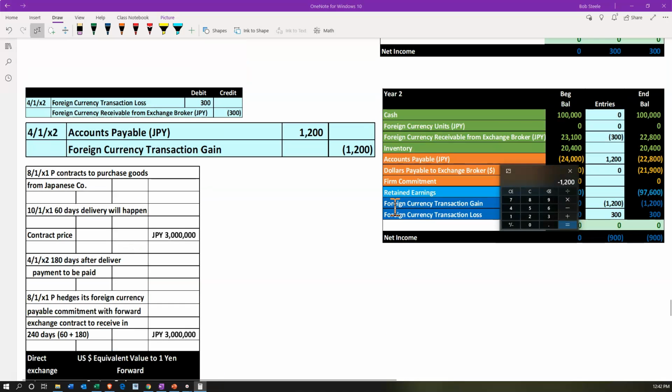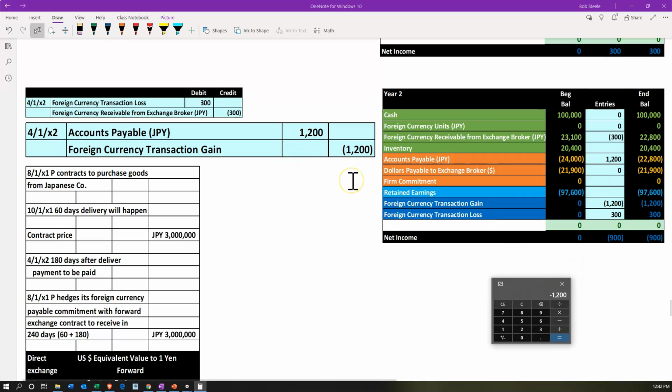And this time we're talking about something that we're going to be paying. We're going to be paying in yen, paying in something that's less valuable than it was before. Therefore, that's good for us. We're going to have a gain. So we're going to debit the accounts payable for the 1,200. We're going to be crediting the gain for 1,200.